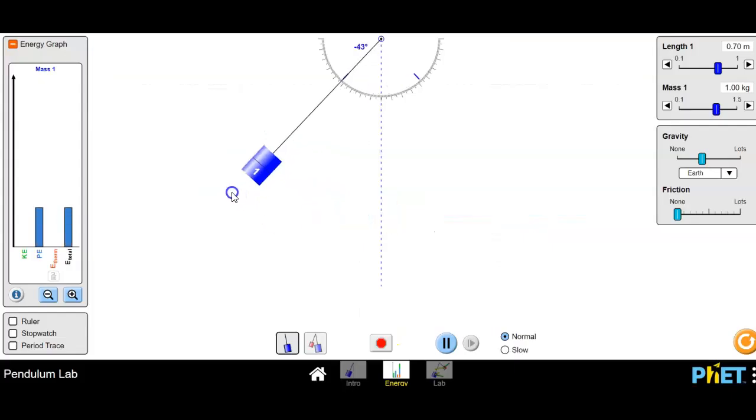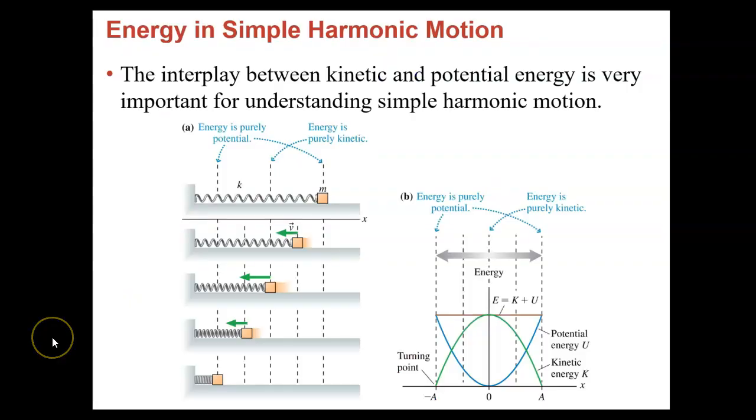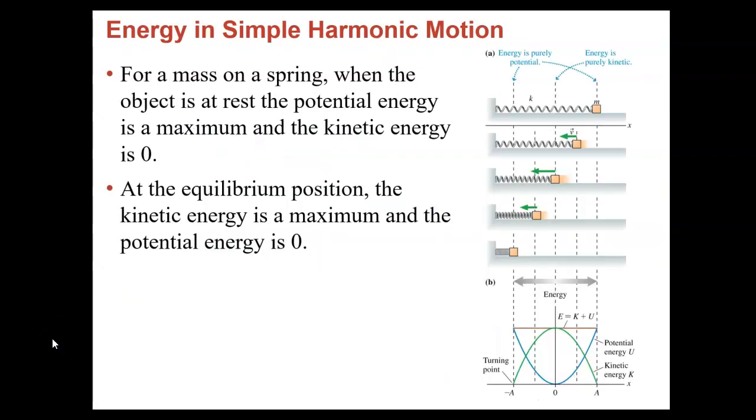And the same is true with pendulums. If you watch, the total energy remains consistent. It's just that the kinetic and potential switch back and forth. Springs do the exact same thing. So for a mass on a spring, you get the energy graph that looks like this. And they line up the equilibrium positions and the maximum and minimum displacements.